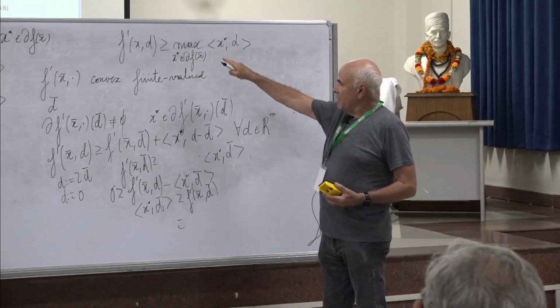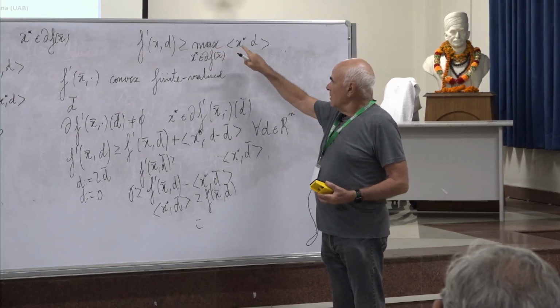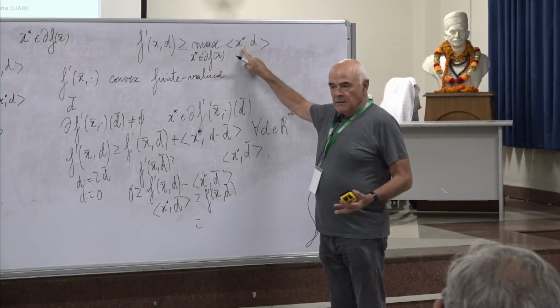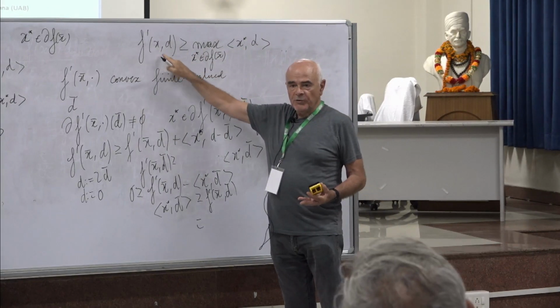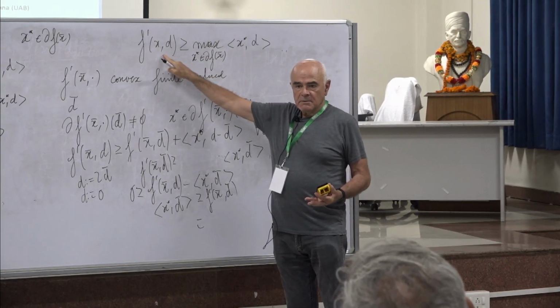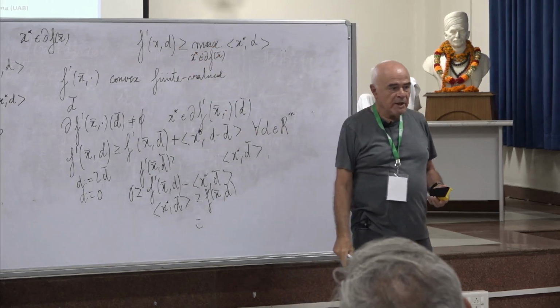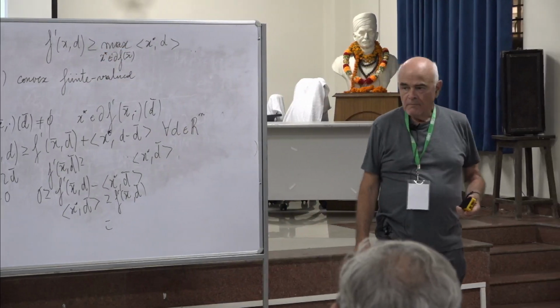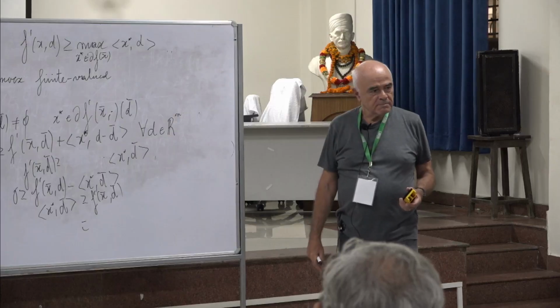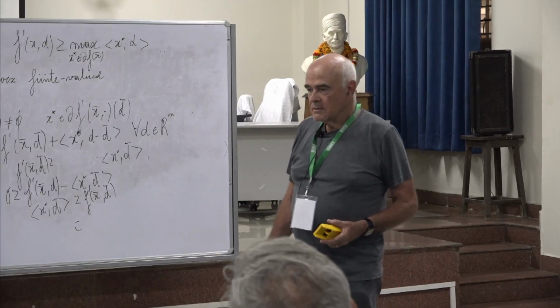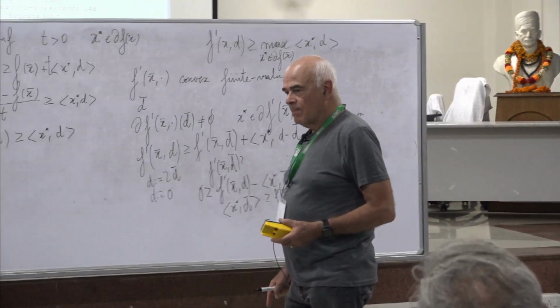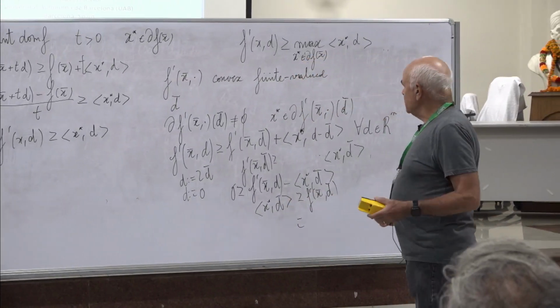Because I have proved that for a particular x star, this expression coincides with f prime of x bar d. So at the maximum, we get f prime of x bar d. Do you agree with this proof? Do you agree, Vivek? I was surprised to find this proof.